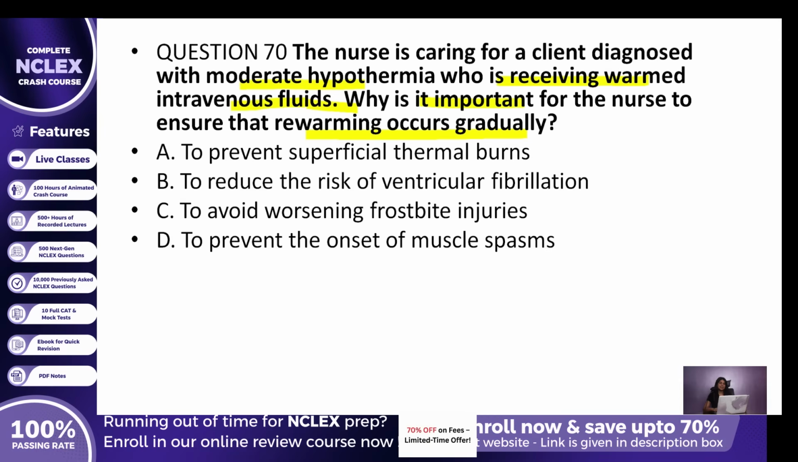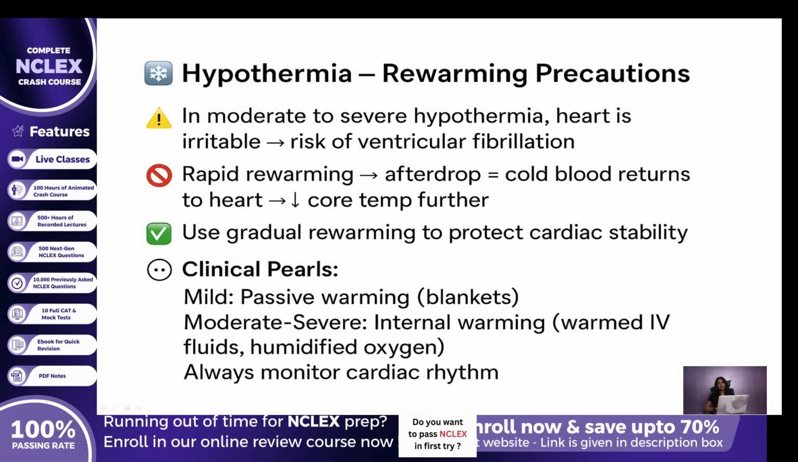The correct answer is option B. To reduce the risk of ventricular fibrillation. In moderate to severe hypothermia, the heart becomes highly irritable. Rapid rewarming may cause cold blood from the extremities to rush back to the heart, known as afterdrop, which can further lower core temperature and trigger life-threatening arrhythmias like ventricular fibrillation. Gradual rewarming protects cardiac stability.